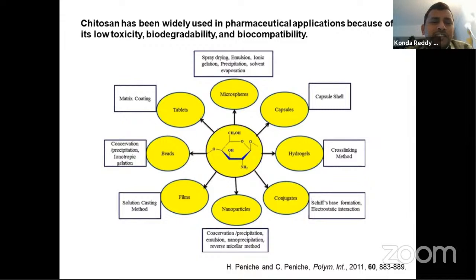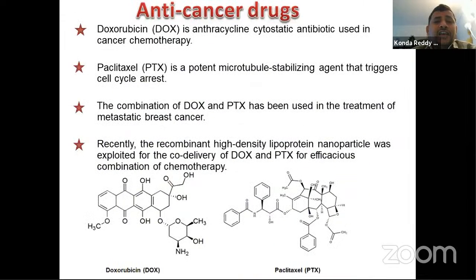Why is it widely used? Because of its low toxicity, especially since carbon nanotubes are highly toxic. Low toxicity and biodegradability are very important, and also biocompatibility. Anything we are taking in the form of tablets or something should have low toxicity, biodegradability and biocompatibility. That's very important. Chitosan has it.